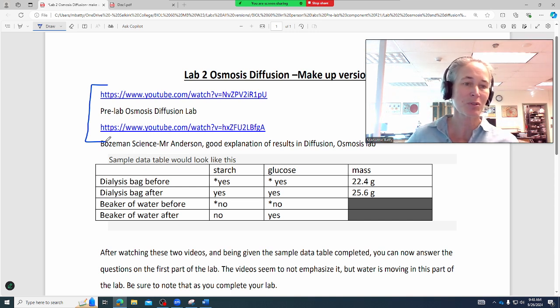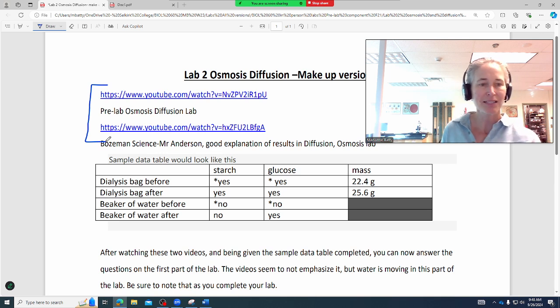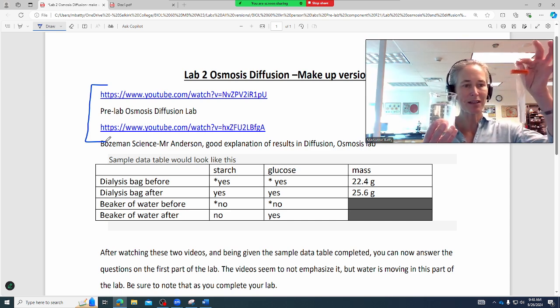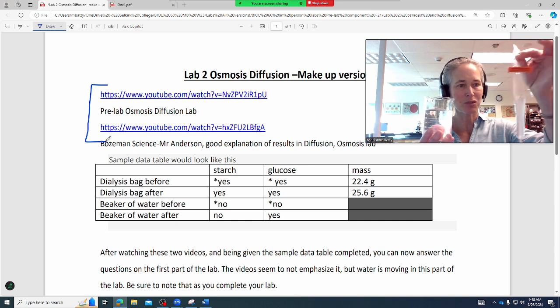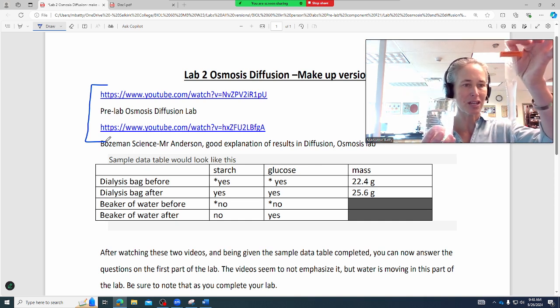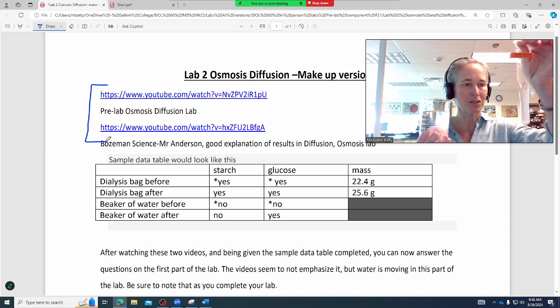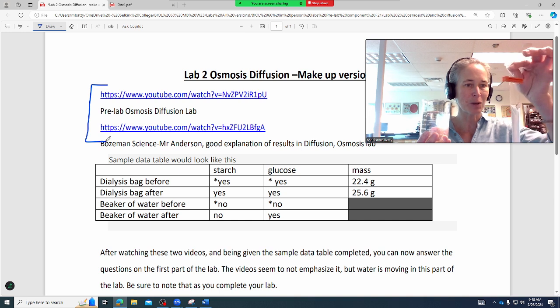So lab 2 is on osmosis and diffusion, and basically we're going to set up a mock up of a cell. And so I have a beaker here of distilled water, and I also have some dialysis tubing. So that's just a cellulose tube, kind of like a sausage casing, that's been filled with a starch and glucose solution. It has a little knot in the end and a clip on the top.